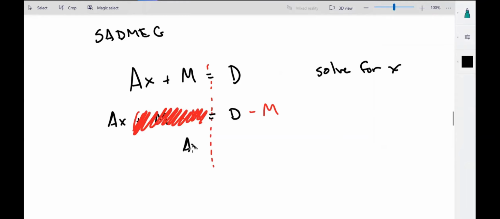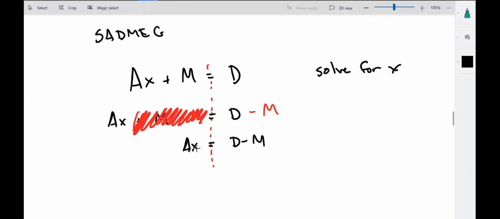Just the ax. And I have a d minus m. Now obviously I'm not done because x is not completely alone, so let's go back to SADMAG. Is there any more addition or subtraction happening on the same side of the equals as the x? Nope, I took care of it all. So then is there any division or multiplication happening?